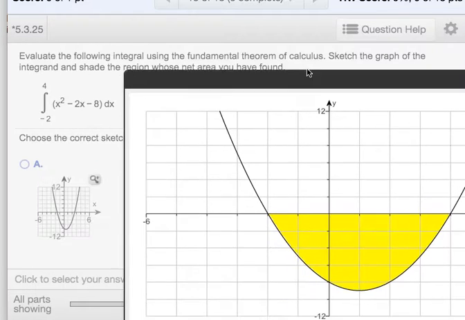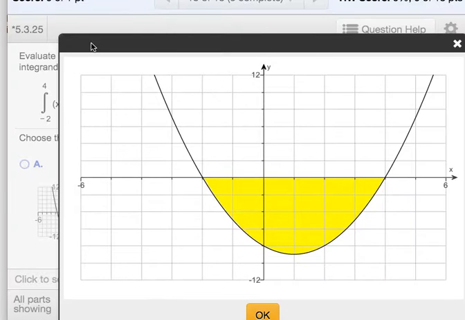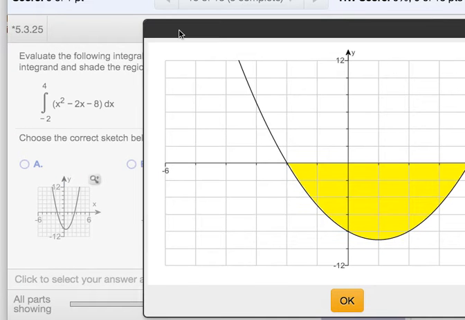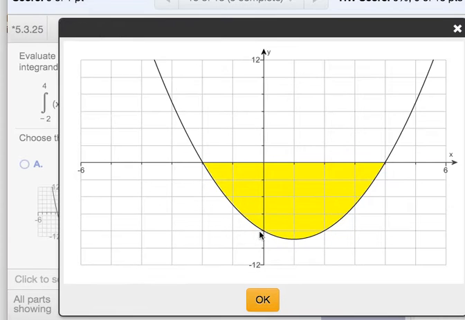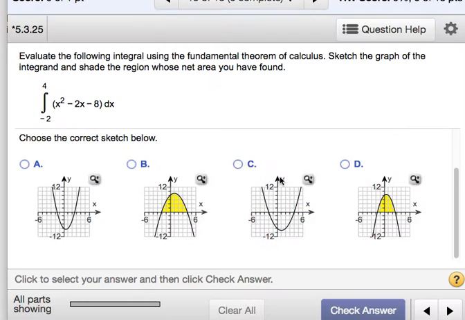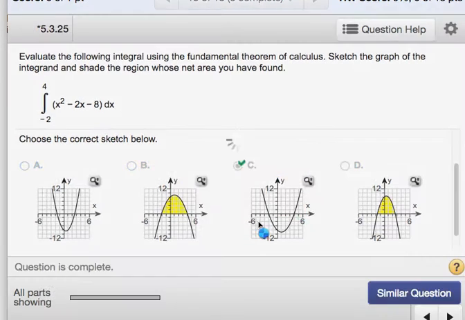You could also just plug in, for example, at the function x squared minus 2x minus 8, f of 0 would be -8, which it does go through right there. So I'm going to choose C because it's shaded correctly. That should be the right graph.